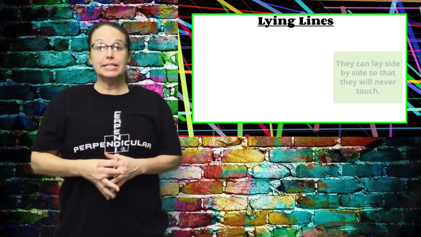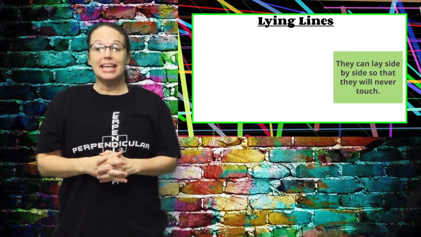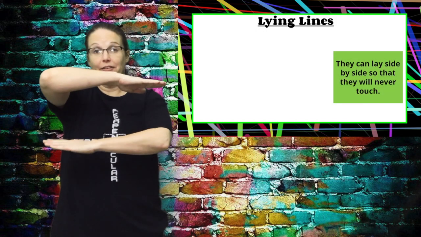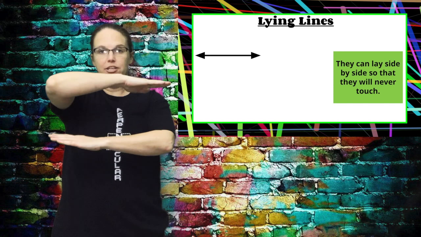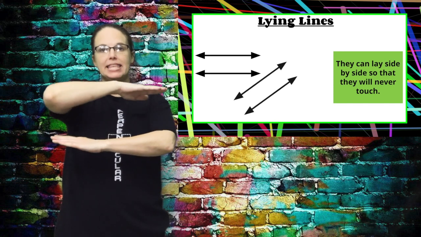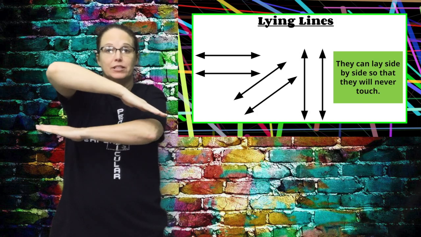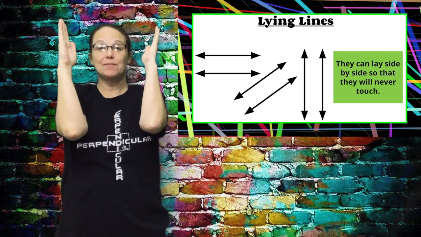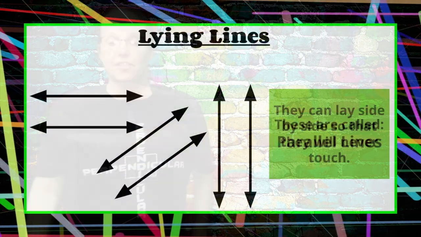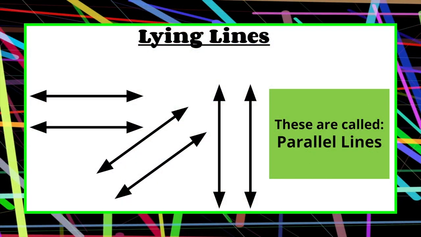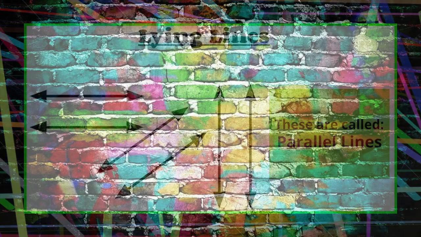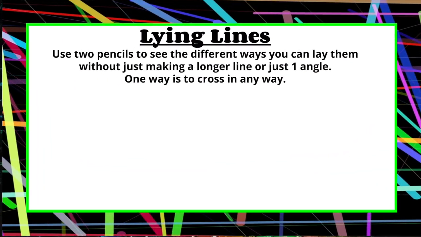The first thing I realize is that they can lay side by side, and so they'll never touch. Meaning they have to stay the same distance apart at one end as at the other end, because if they start to slant, eventually they're going to crash into each other. They lay side by side and they never touch. Those are called parallel lines.